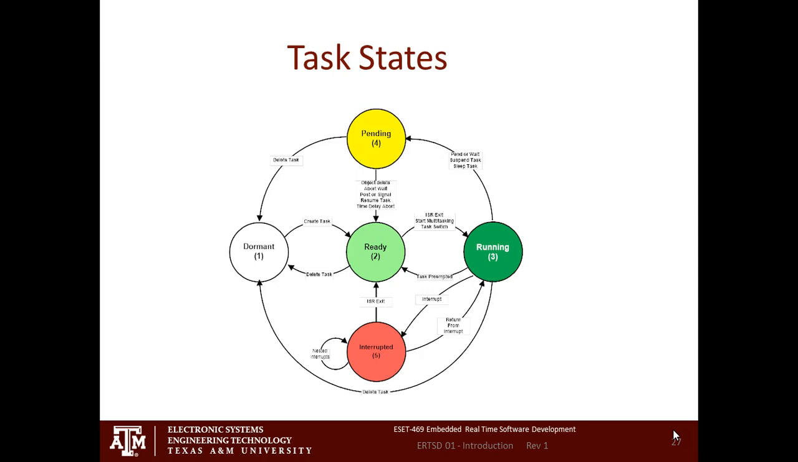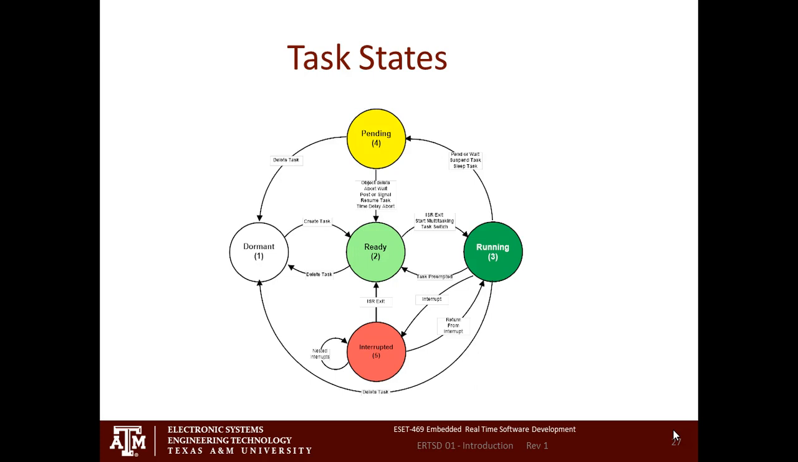But the task can also say, hey, operating system, I just changed something that you care about, okay? And when it does that, that's that path that you see going north from interrupted to ready, okay? When the ISR exits back into that ready state, what happens is that that's the ISR saying, hey, kernel, I changed something, and that will take the task that was interrupted and change it from interrupted status to ready status.